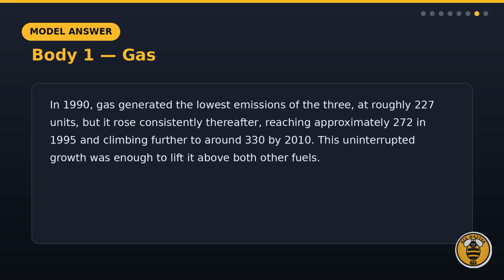Body 1, gas. In 1990, gas generated the lowest emissions of the 3 at roughly 227 units, but it rose consistently thereafter, reaching approximately 272 in 1995 and climbing further to around 330 by 2010. This uninterrupted growth was enough to lift it above both other fuels.